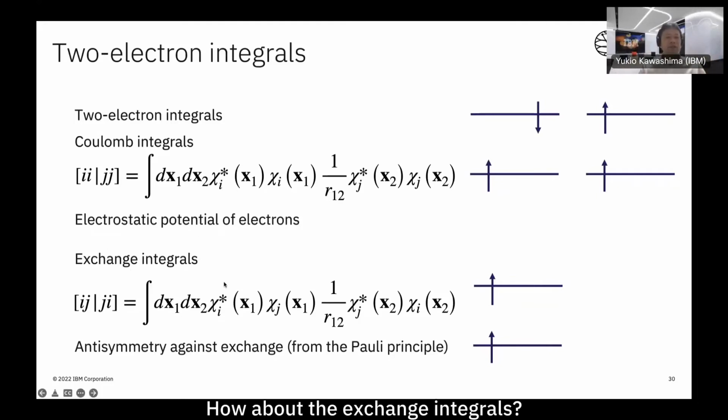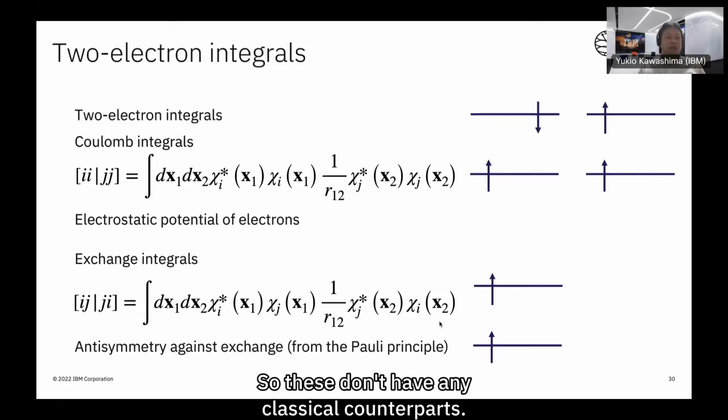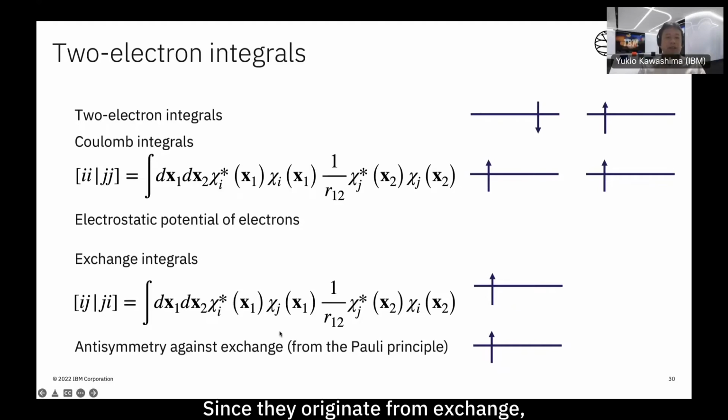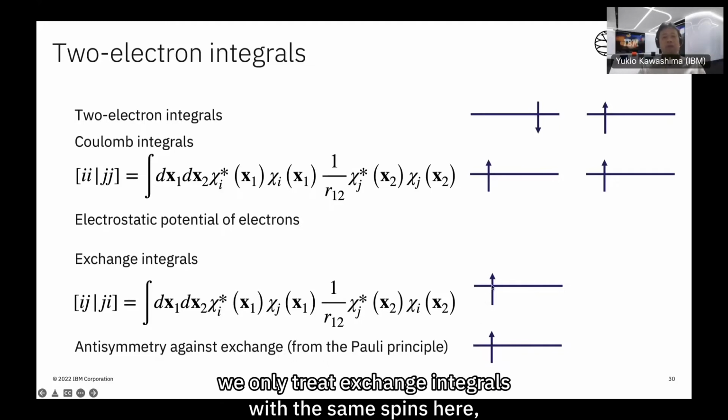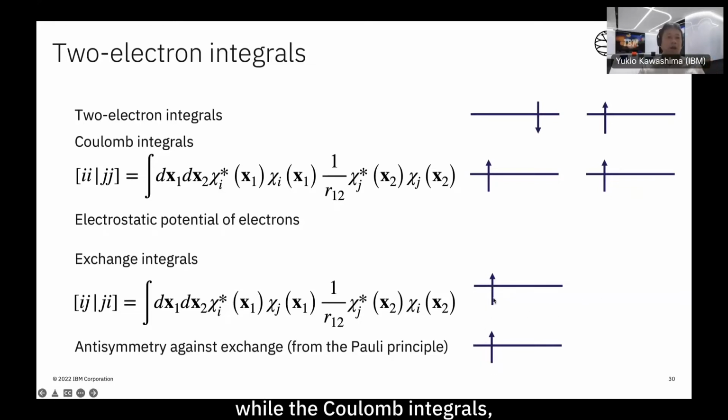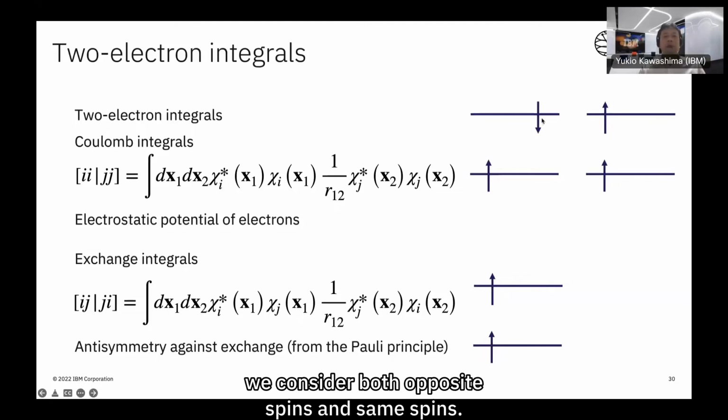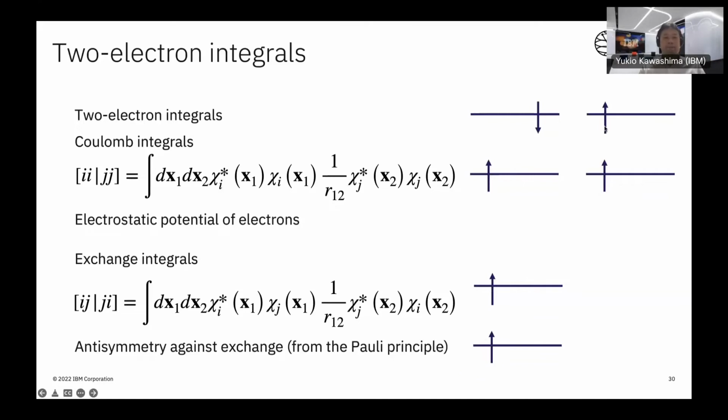How about the exchange integrals? It's very similar, but you see that j and i are swapped here. These exchange integrals arise from the antisymmetry against exchange. They don't have any classical counterparts; they're purely quantum. Since they originate from exchange, we only treat exchange integrals with the same spins, while for the Coulomb integrals, we consider both opposite spins and same spins. So these were the two-electron integrals.